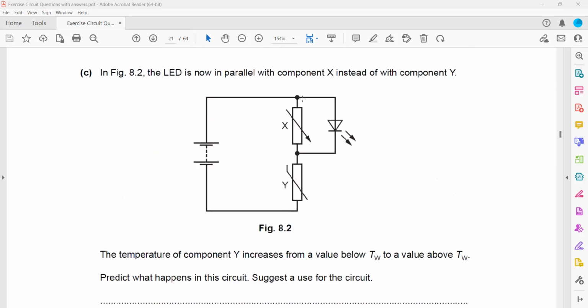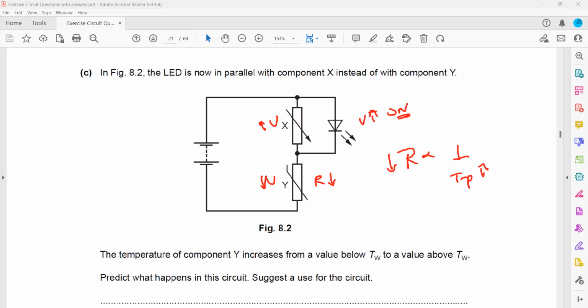Same thing happened here. When the temperature is below, this is having a high resistance. As they mention here, the temperature increases, and resistance and temperature are inversely proportional. So as the temperature starts to increase, resistance decreases. If resistance decreases, there will be less voltage here. In comparison, more voltage across the LED and the LED will be on.